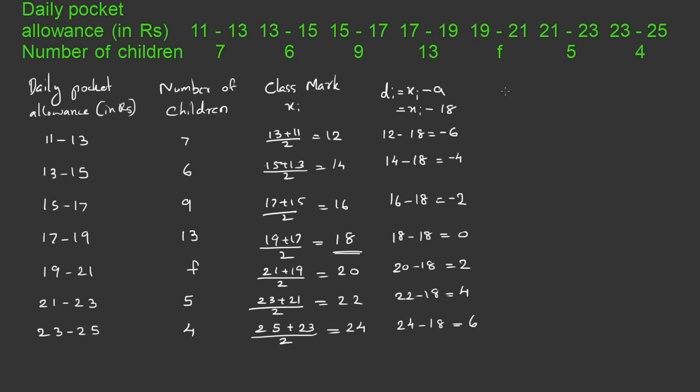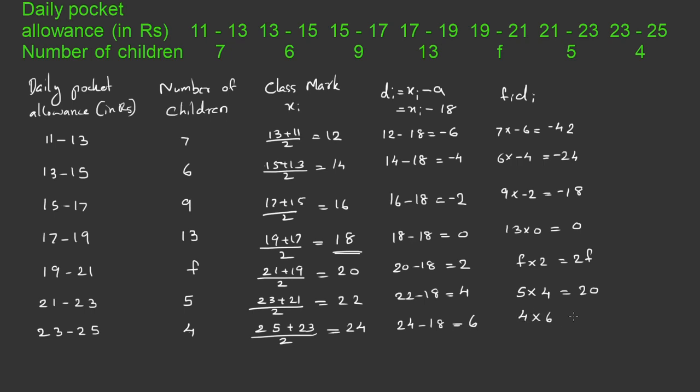So I need to find fi di to calculate the mean deviation. That is 7 into minus 6 is equal to minus 42. 6 into minus 4 is equal to minus 24. 9 into minus 2 is equal to minus 18. 13 into 0 is equal to 0. f into 2 is equal to 2f. 5 into 4 is equal to 20, and 4 into 6 is equal to 24.